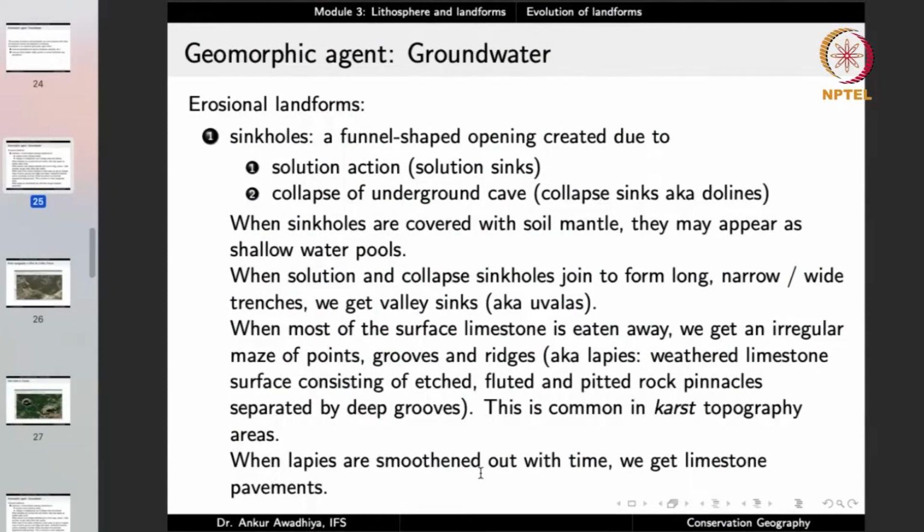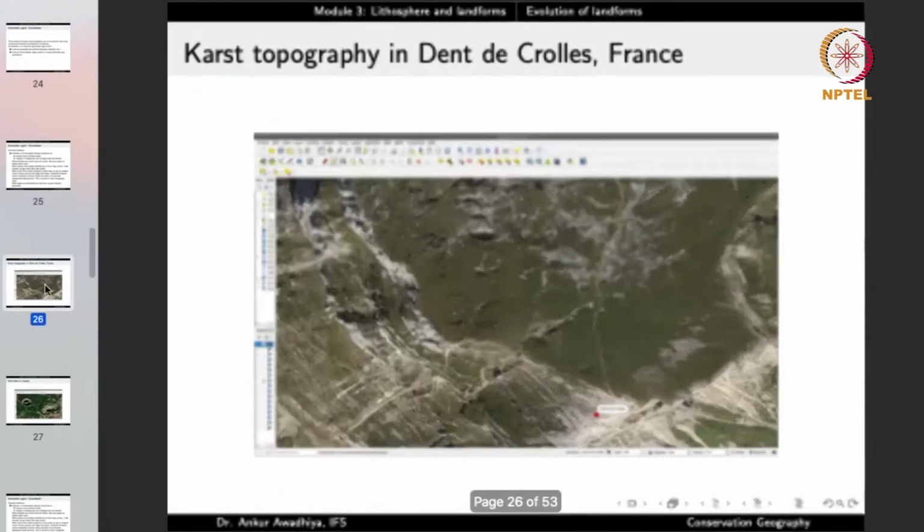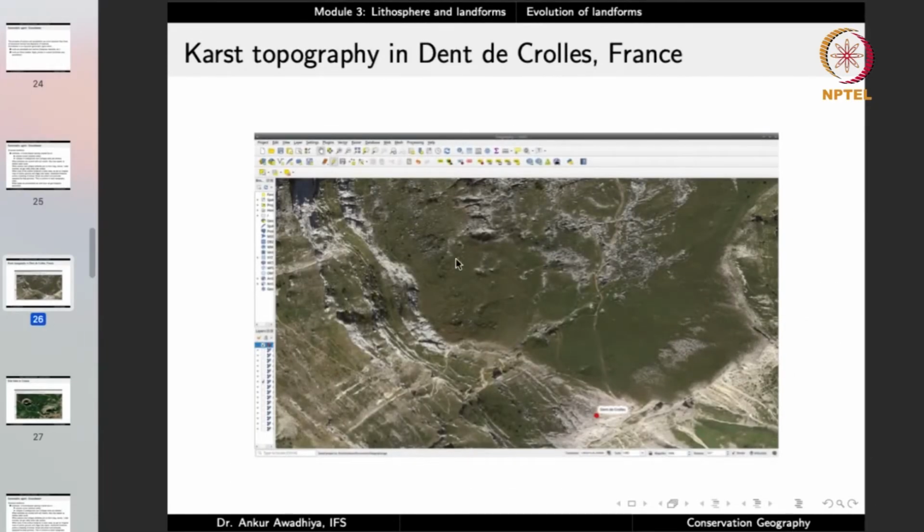When lapes are smoothened out with time, we get limestone pavements. So how does a karst topography look like? Now this is a karst topography in France. One easy way to identify a karst topography area is through the lack of vegetation, especially trees, because this area is typically rich in calcium carbonate. It's very alkaline area, and so it does not support a very large amount of vegetation.